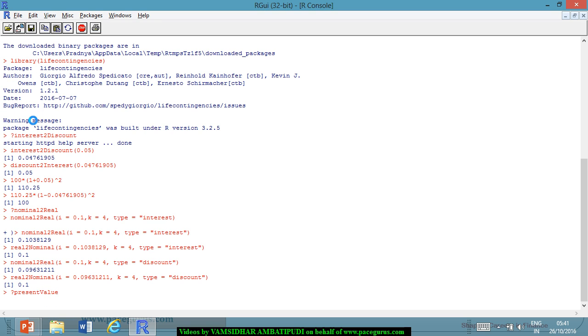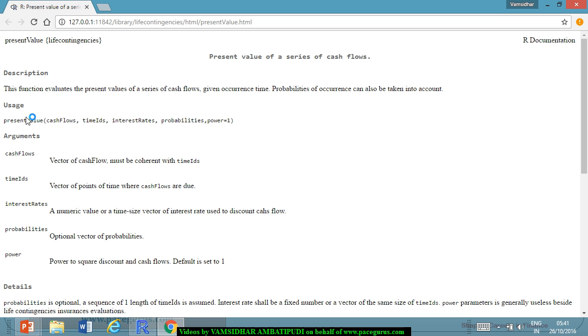I'll have a formula called present value. It evaluates the present value of a series of cash flows. So I can give a series of cash flows, and I can compute the present value given the occurrence time, so at what time the cash flows are going to come. The probabilities of occurrence can also be taken into account.